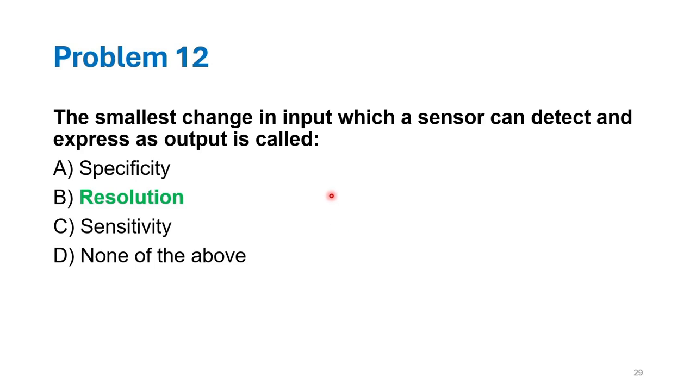If we have a sensor with some kind of digital or analog output, and the minimum value in the output that we can measure is 1 millivolt, then whatever input signal gives us 1 millivolt will be our resolution for the sensor. Because whatever minimum input gives us 1 millivolt will be the value that we can measure. So that is the resolution. Then sensitivity is the slope of output versus input.